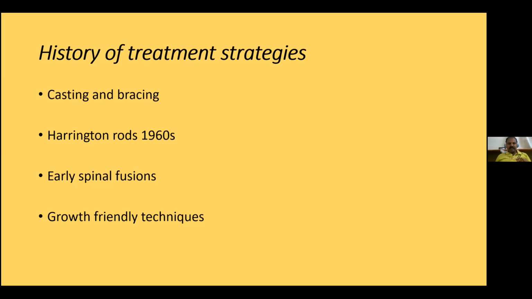And then came an era where they practiced early spinal fusions. They thought that a short, straight spine is much better than a crooked and progressively worsening spine. So they fused all kids at 7, 8, and 9 years, and then they found that there were premature deaths because of this thoracic insufficiency syndrome. So with all these things, then came the growth-friendly techniques. What we will be looking at today is mostly about these growth-friendly techniques because we are there right now.